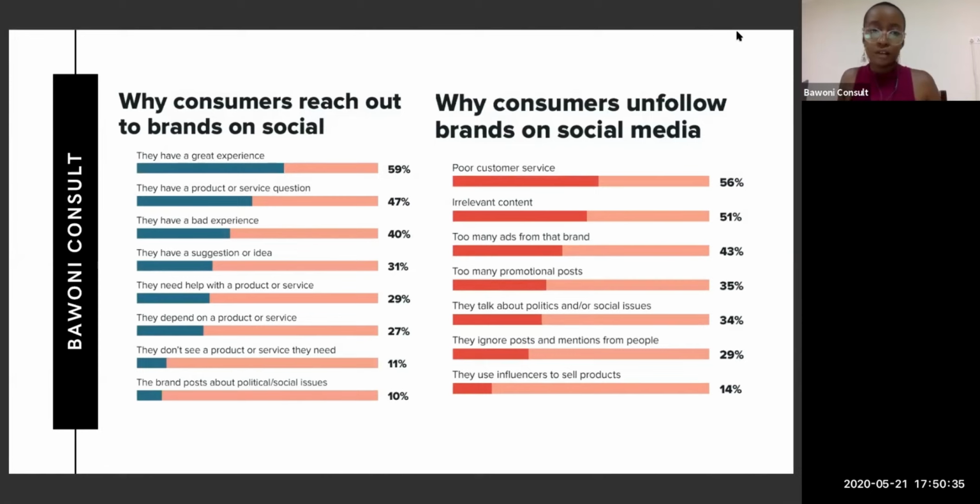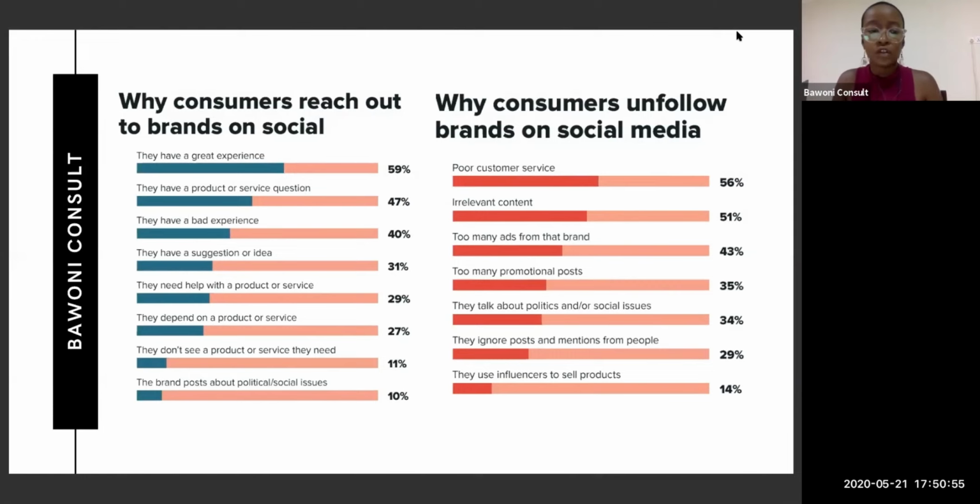So the pros and the cons, okay? Obviously consumers will reach out to brands because they've had a great experience. They have a product or service question. They had a bad experience. They have a suggestion or an idea. They need help with a product or service. They depend on a product or service. They don't see a product or service they need.